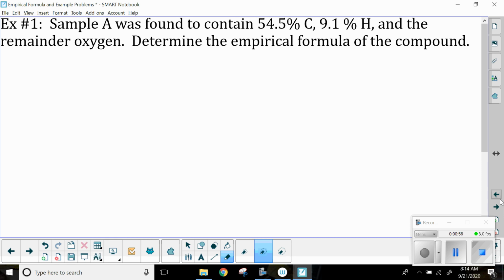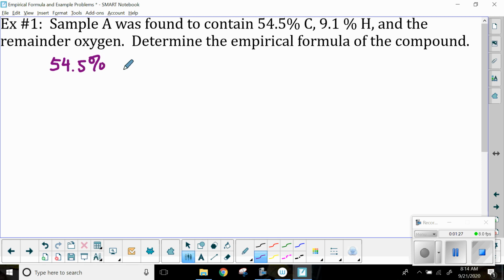Here's an example. Let's say we have a sample of a gas A. We put it through a mass spectrometer, and we found that that little sample contained 54.5% carbon, 9.1% hydrogen, and the rest oxygen. So let's first remind ourselves how to find that empirical formula. So, percent to mass. We're going to assume we have 100 grams of that sample.